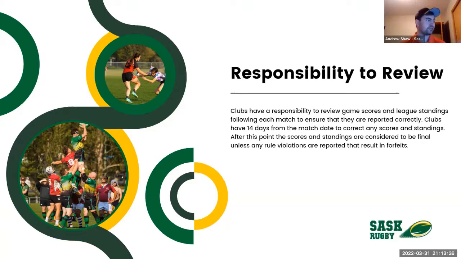So to clarify this, the 14-day limit for reporting errors only applies to scores and league standings. Any other potential violation of the rules of competition can be reported to the Rules of Competition Committee at any time prior to the start of playoffs. That's for violations occurring in the season, and any time prior to the start of the following season for violations occurring in playoffs. So your 14 days is for scores and standings errors only.